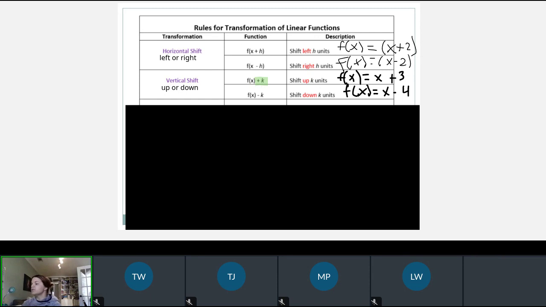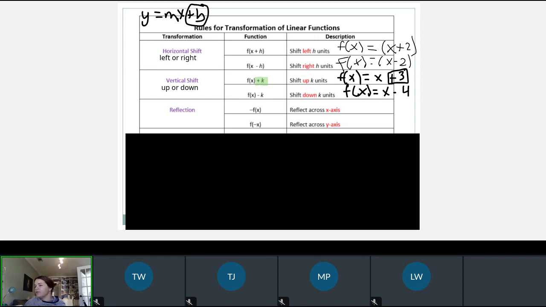Okay, and this makes more sense to us because in our original slope-intercept form, we have y equals mx plus b. Up and down, this is our plus b. So this makes sense, right? If we had a positive 3, we're at a y-intercept of 3. So we just moved up 3. Okay, this one you probably are like, oh yeah, that makes sense based on what I know about graphing.